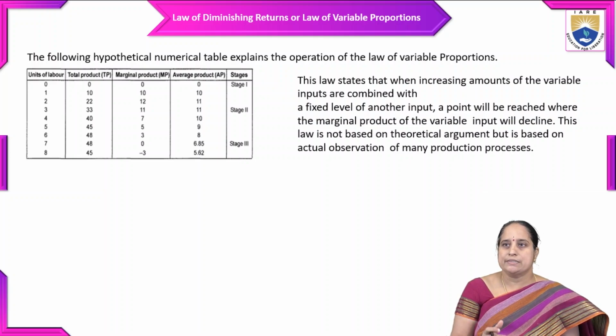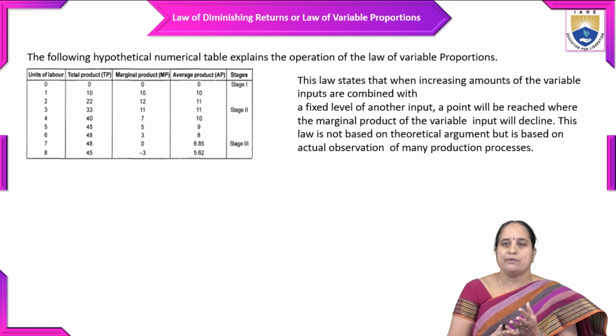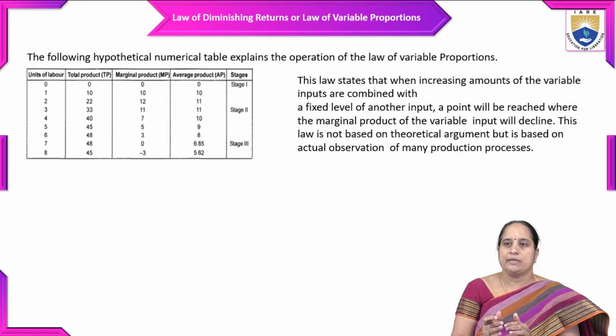So this law states that when increasing amounts of the variable inputs are combined with a fixed level of another input, a point will be reached where the marginal product of the variable input will decline. This law is not based on theoretical argument, but on the actual observation of many production processes.